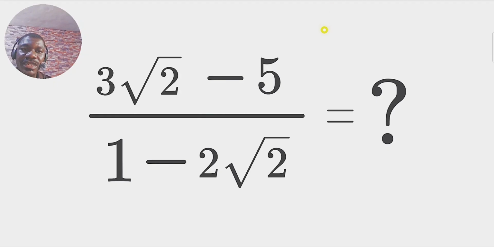Let us look at this interesting maths question, and we are required to find the value of 3 the square root of 2 minus 5 all over 1 minus 2 the square root of 2. Very interesting. All we just need to do is to multiply both the numerator and the denominator by the conjugate of the denominator. That's very easy. Alright, so let's get started.